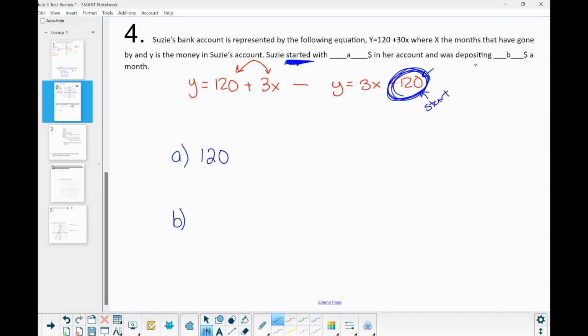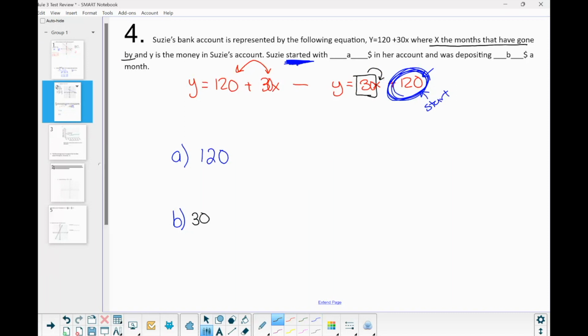Now I want to know how much she's depositing in her account a month. So I know x represents the months that have gone by and what numbers attached to x. We have our 30. So every month she deposited $30. And there's my answer.